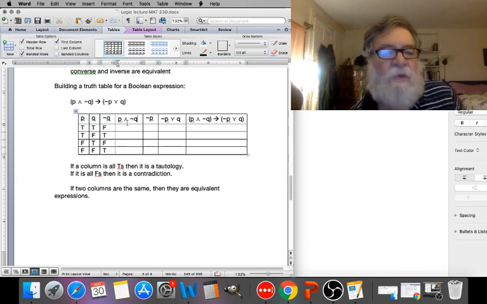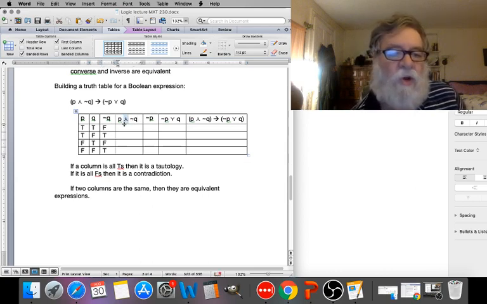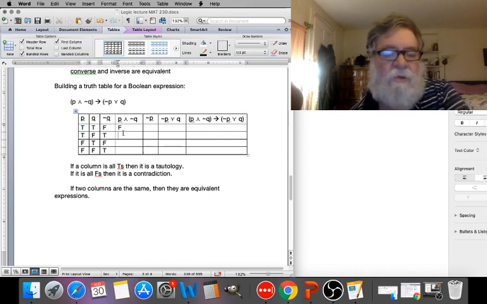And now when I come to this one, I'm focusing on the AND column. This AND is connecting P and not Q. And I already have a column for P, and I already have a column for not Q. So I'm looking at whatever P is here, true, whatever not Q is here, false, and then putting them together with an AND. So true and false gives me false. True and true gives me true. False and false gives me false. False and true gives me false.